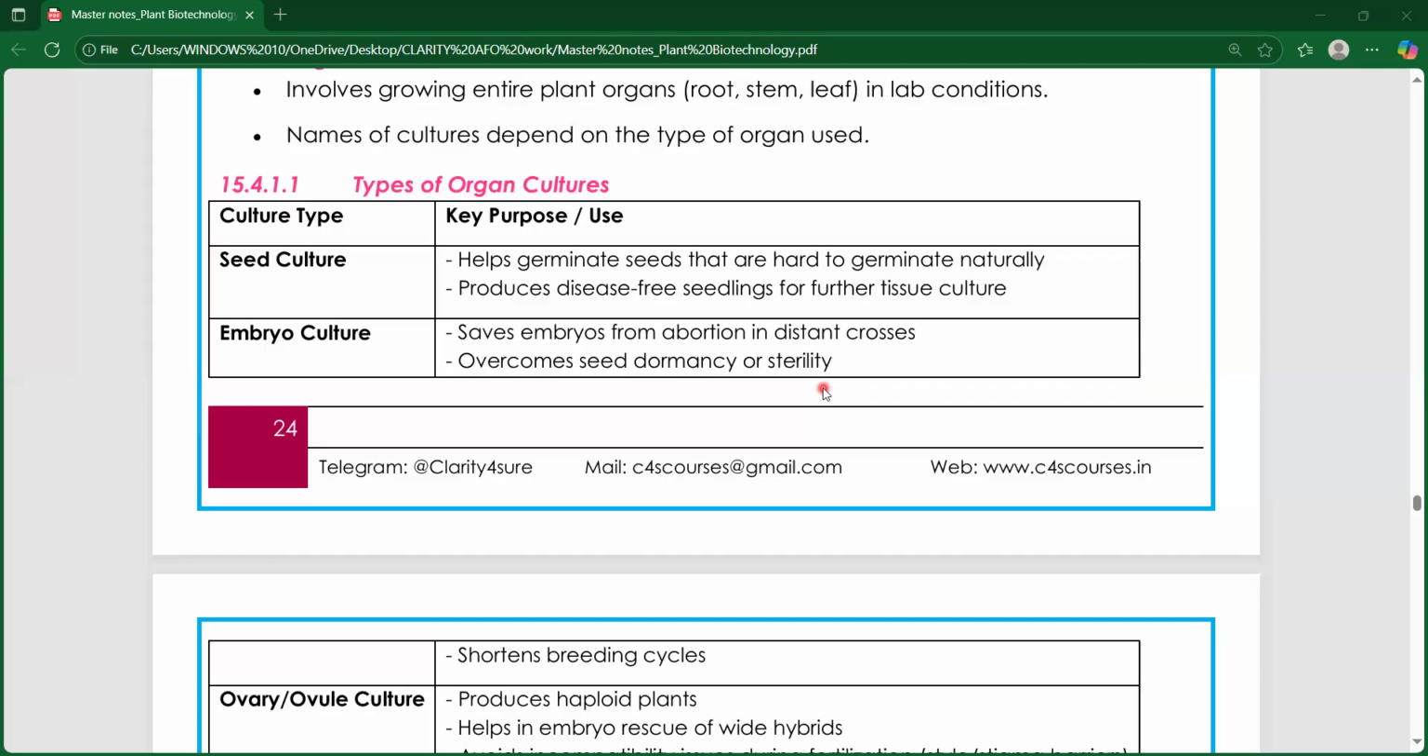This culture also enables shortening of the breeding cycle. Okay, by growing immature embryos rapidly, you can also get help from embryo culture in shortening the breeding cycle. It is also helpful in plant breeding programs to recover the hybrids between distantly related species. So you can see how many benefits you can gain from this embryo culture itself.